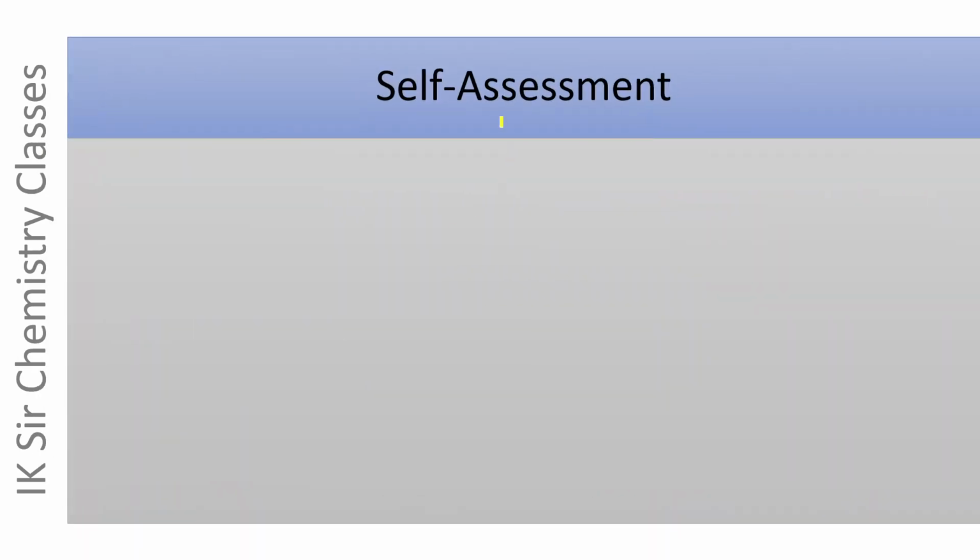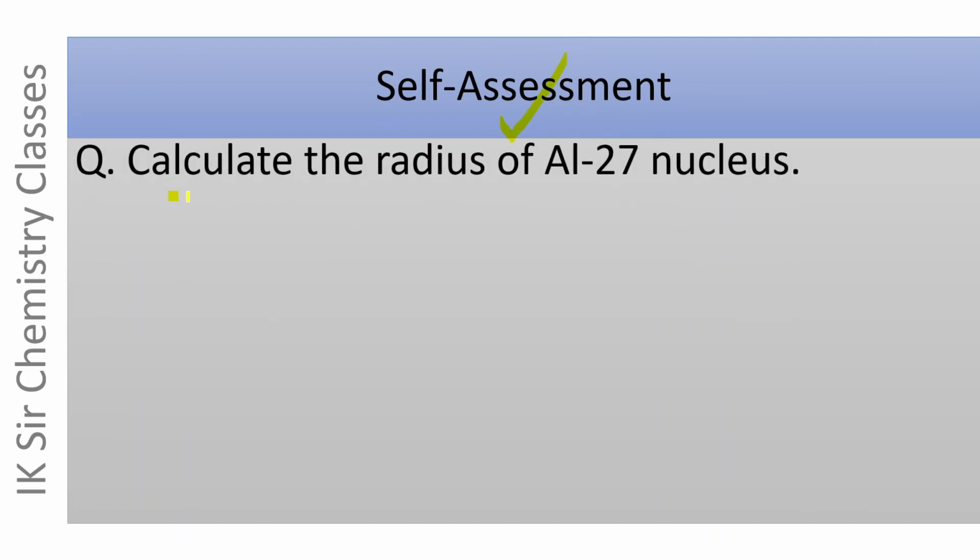Now the time for a self-assessment. Calculate the radius of aluminum 27 nucleus. Here A is equal to 27. The mass number of given isotope of aluminum is 27. Then we have to calculate its radius.